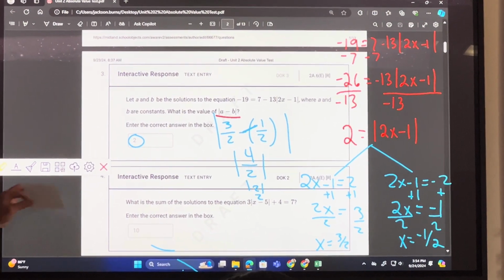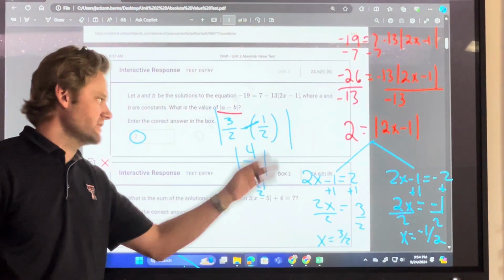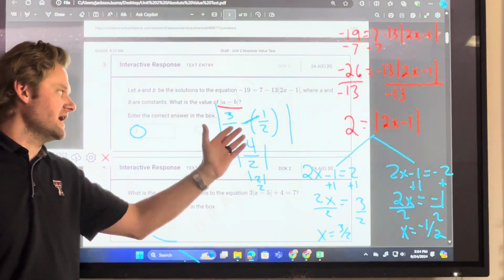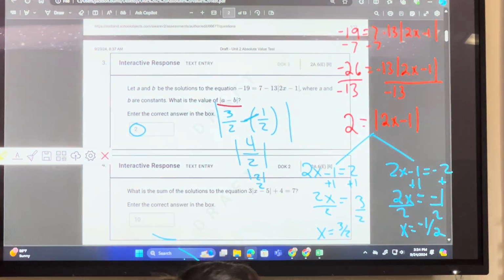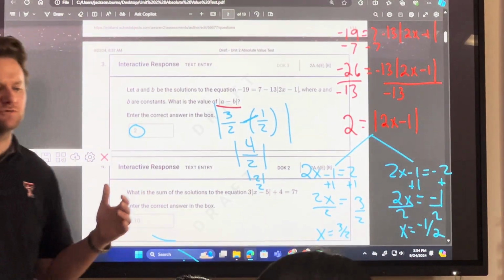So again, the tricky part is plugging it in, right? Making sure we have our correct signs. We get 3/2 minus a negative 1/2. That turns into a plus where you subtract the negative.